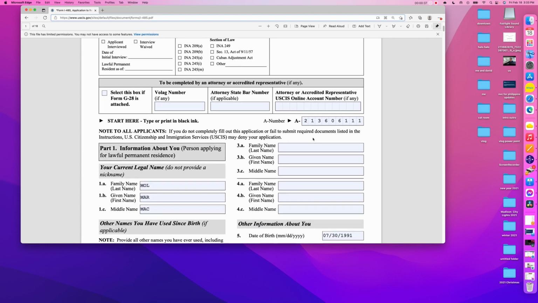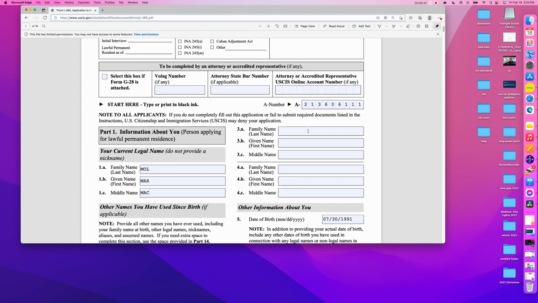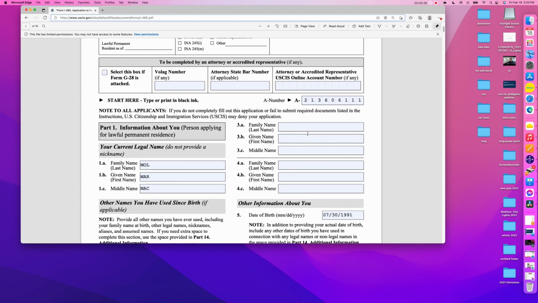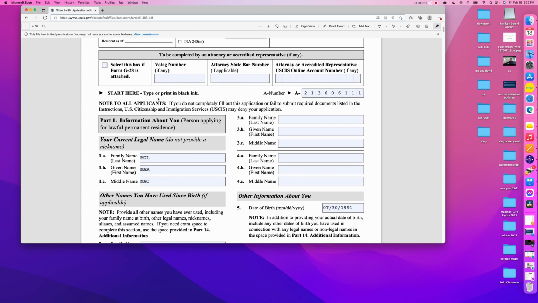So if you have an attorney, your attorney will select form G-28. All right, but since I don't have an attorney and I'm only doing it as a DIY or do-it-yourself adjustment of status, let's start here. Type or print in black ink.